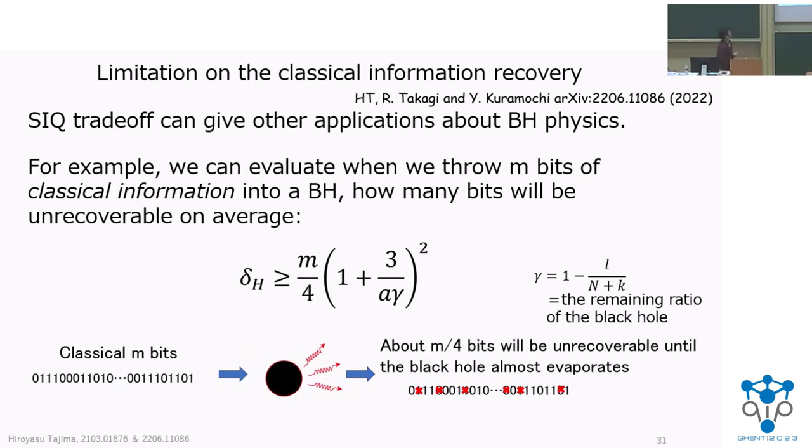Our result also restricts the classical information recovery. So this is the result, and this is the average Hamming distance of recovery error, and gamma is again the remaining ratio of the black hole. This inequality says that when we throw classical m bits, about m over 4 bits will be unrecoverable until the black hole almost evaporates.